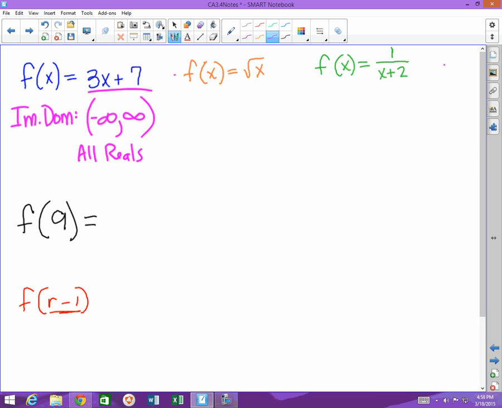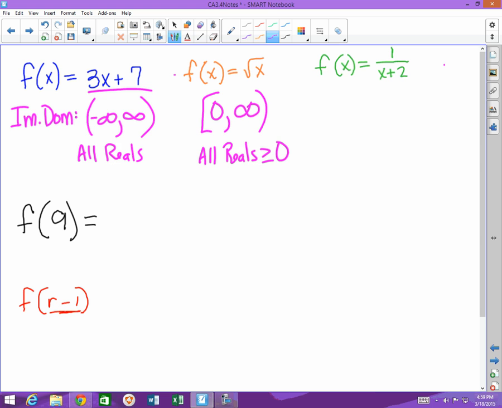With this one here, square root of x, the implied domain would be, well, you can take the square root of like 9 and 2 and 1 and 16 and 27 and 38, but you cannot take the square root of a negative number and have a real answer. It becomes imaginary. So the implied domain for this one is from 0 to infinity. Now you can include 0, so another way to say that would be all reals greater than or equal to 0.